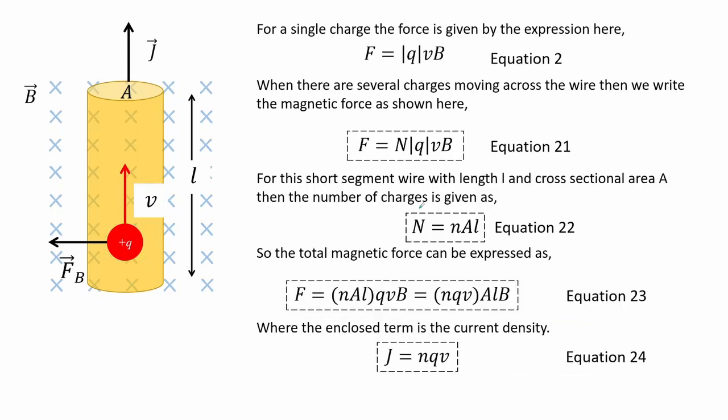For a single charge, the force is given by equation 2. When there are several charges moving across the wire, then we write the magnetic force as shown in equation 21. Since we are dealing with charges moving in a volume, the amount of charges is written as a function of the number of charges per unit volume. So for this short segment wire with length L and cross-sectional area A, the number of charges is given as equation 22. So the total magnetic force can be expressed as equation 23, where the enclosed term is the current density.